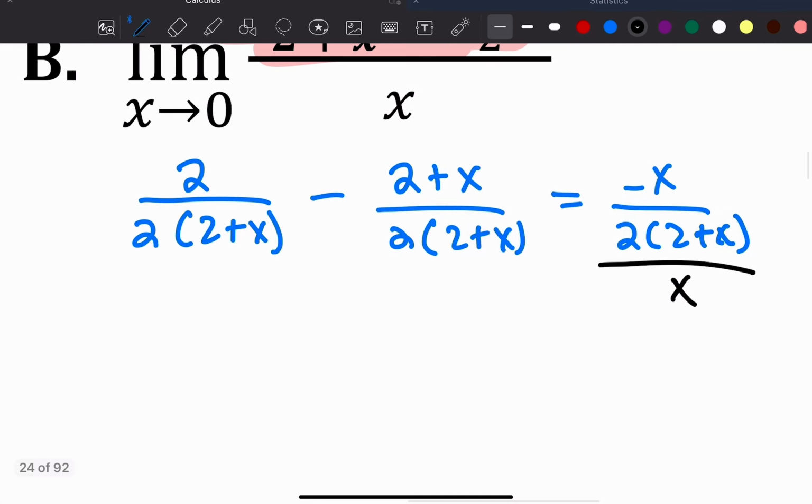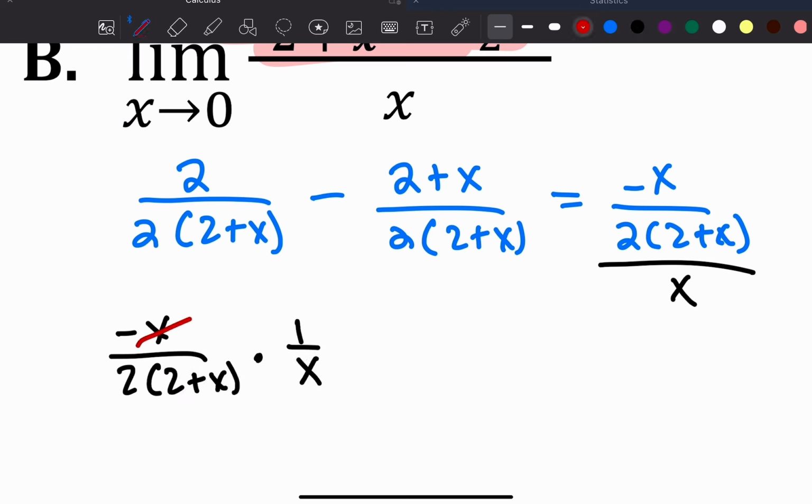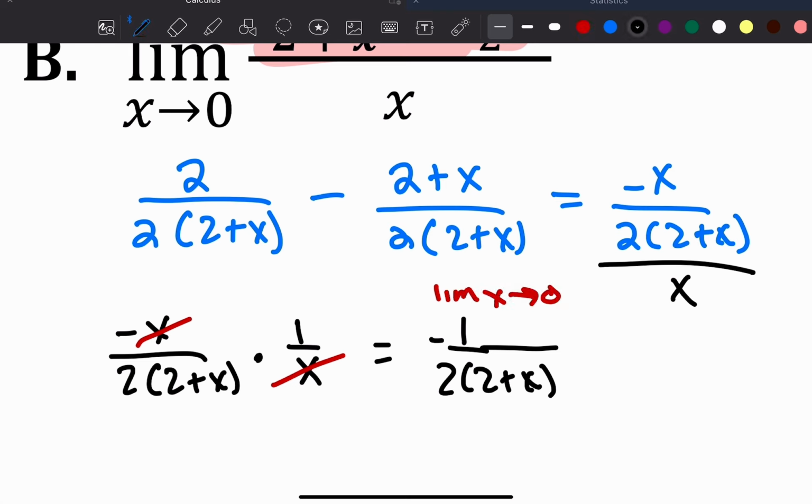So if I flip that and multiply by the reciprocal, I get negative x over 2 times 2 plus x times 1 over x. The x's cancel out and I'm left with negative 1 over 2 times 2 plus x. I can then take the limit as x approaches 0, plug in 0, and I get negative 1 over 2 times 2 plus 0, which is negative 1/4.